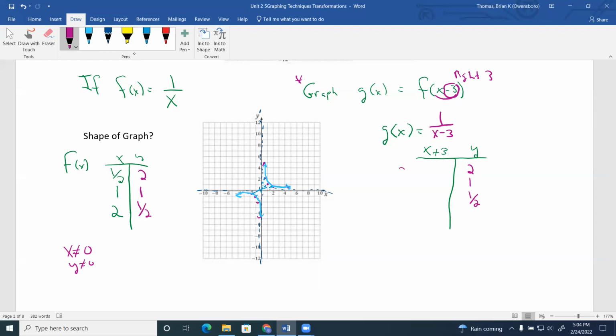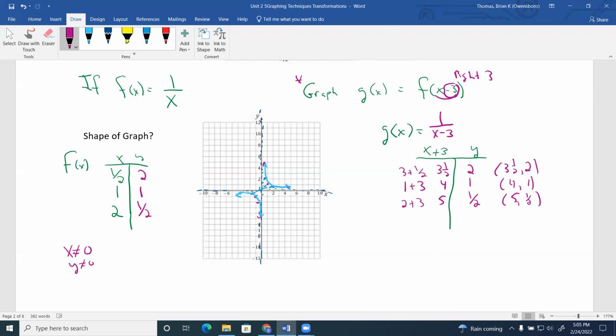But what I'm doing is adding a 3 to the half, which gives me 3 1/2. I'm adding a 3 to the 1, which is going to give me a 4. And the 2, I'm adding a 3 to that, and that's giving me a 5. So those are my new ordered pairs. 3 1/2, 2, 4, 1, and 5, 1/2.